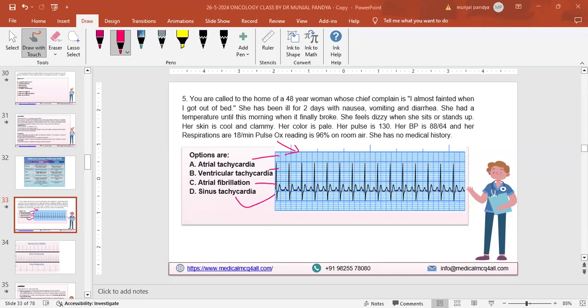Yes, Iram, any comment? Yes, sir, it's sinus tachycardia. So how do you differentiate sinus tachycardia? There will be a full PQRS complex, and the rhythm will be regular.